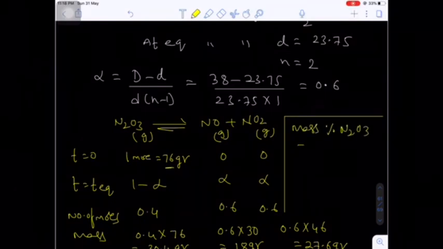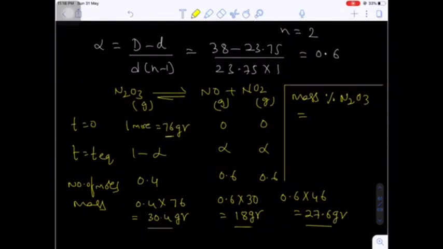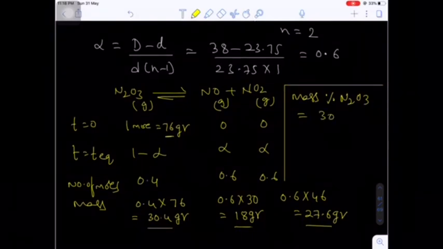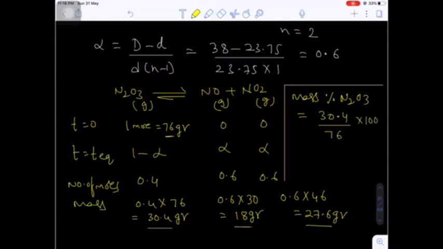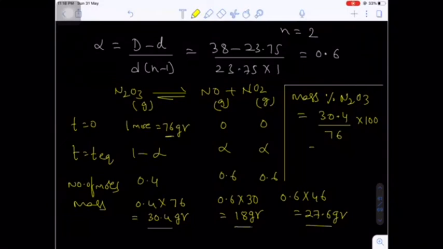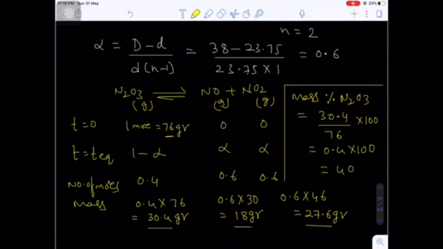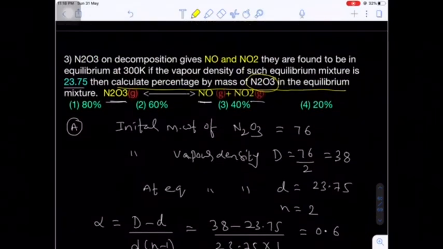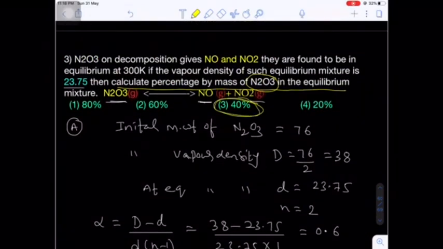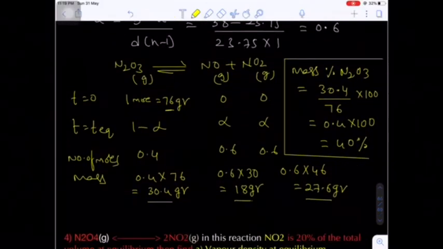Mass percentage of N2O3 is equal to its mass at equilibrium, 30.4, divided by the total mass at equilibrium, that is 76. Percentage means into 100. 30.4 by 76 is 0.4, into 100. So that is 40%. The answer is 40% of N2O3 mass. 40% means option number 3.